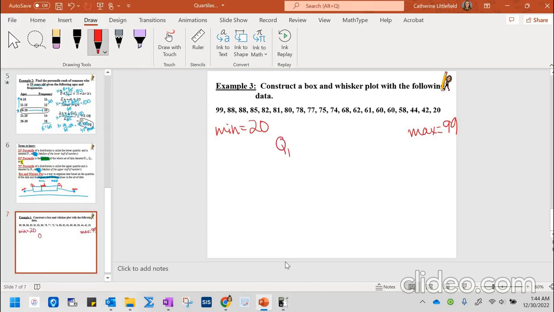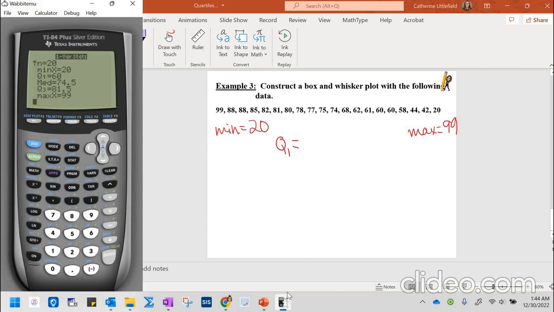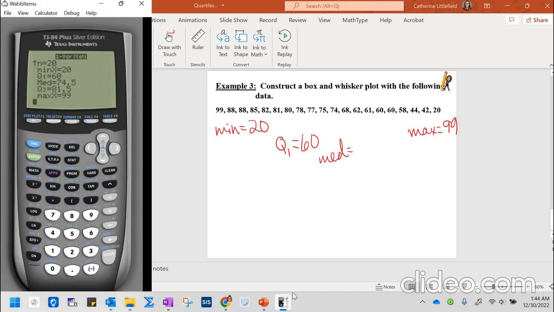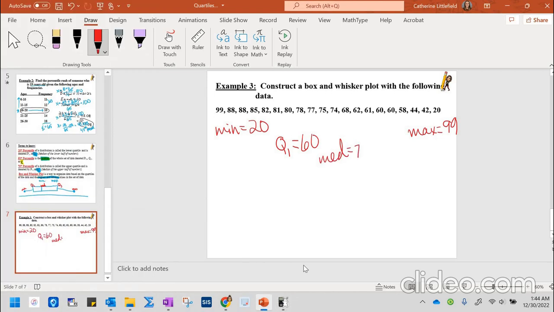Q1 was 60. The median was 74.5. And Q3 is 81.5.